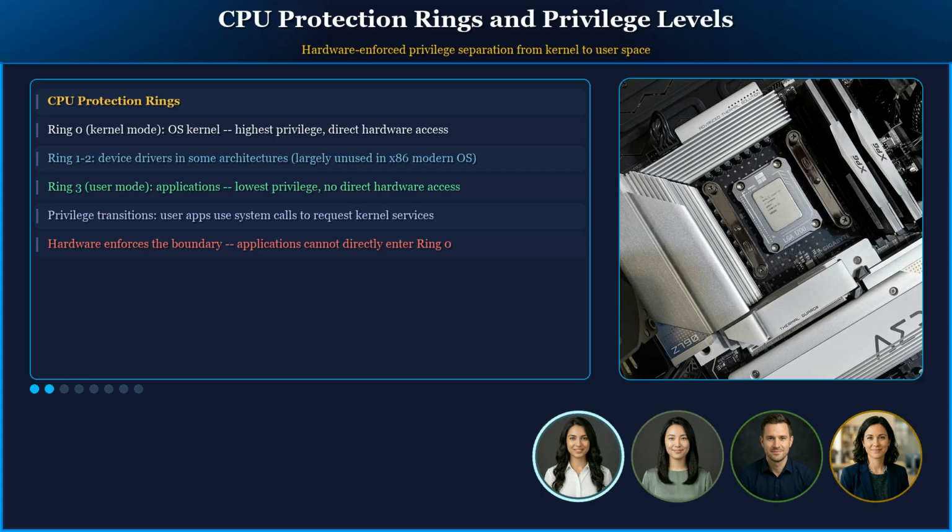This is also why kernel vulnerabilities are so dangerous. A bug in Ring 0 code can be exploited to break the hardware-enforced privilege boundary and give a Ring 3 attacker Ring 0 access. That is a privilege escalation attack at the hardware boundary.